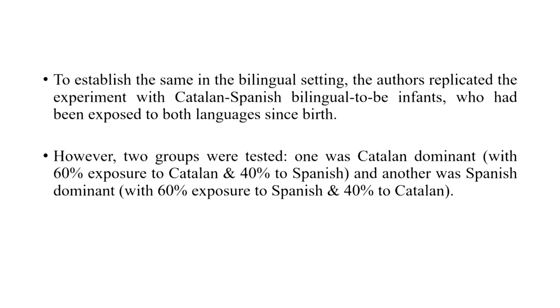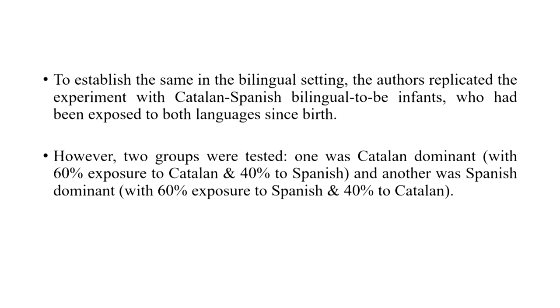For Spanish-speaking infants, neither of this makes sense. So, they obviously do not show any difference between whether the cluster is legal or illegal, because they are both illegal for the Spanish individuals. So, to establish the same in the bilingual setting, the authors replicated the same experiment with Catalan-Spanish bilingual-to-be infants, simultaneous bilinguals who had been exposed to both these languages since birth.